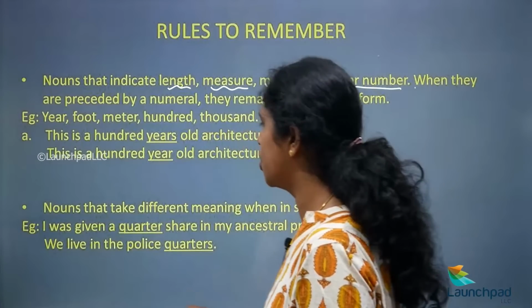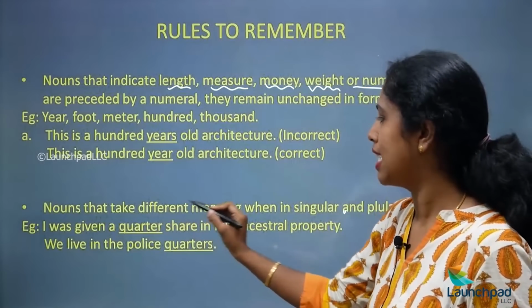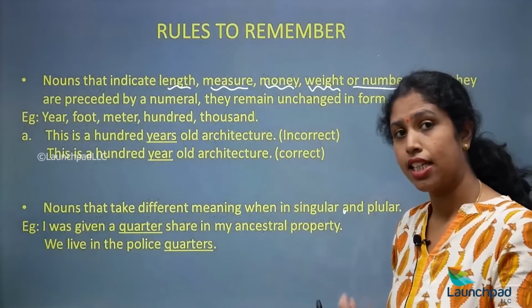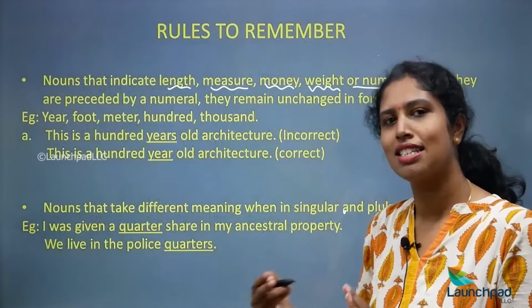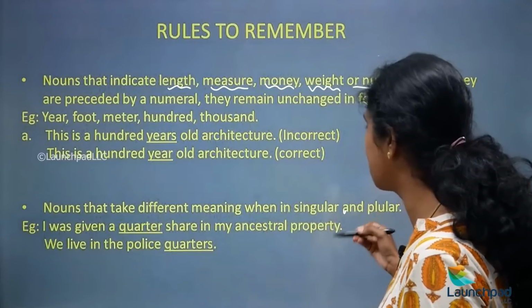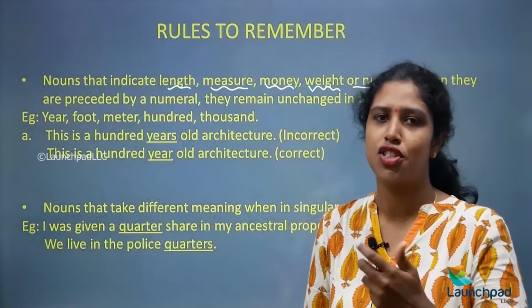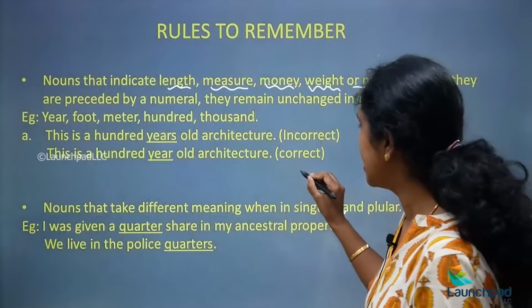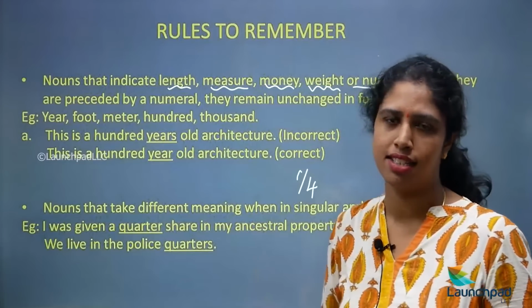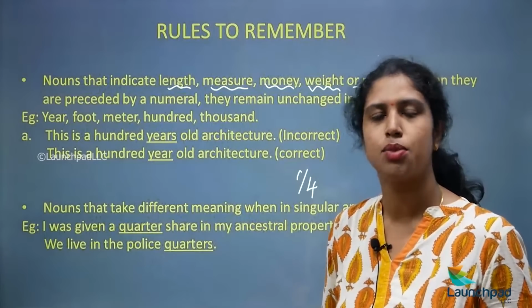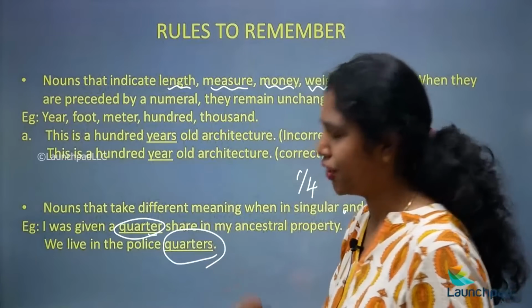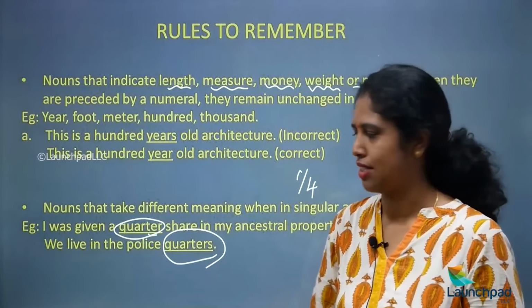Now, let's move on to the next one. Nouns that take different meaning when in singular and plural. So in singular it has a meaning and in plural it has a different meaning. See, I was given a quarter share in my ancestral property. So you were given a share and that share is measured as a quarter, a number. Next, we live in the police quarters. Yes, we live in the police quarters, which is your place of stay. So you can see that the word has different meanings in both the sentences, right?